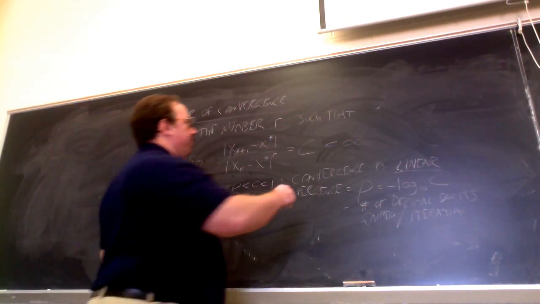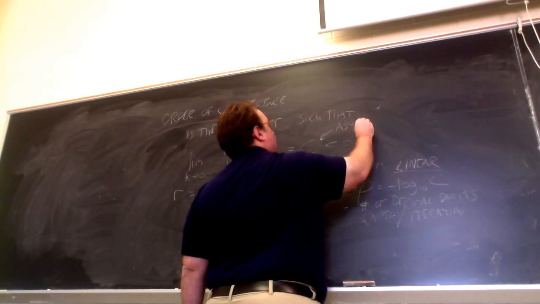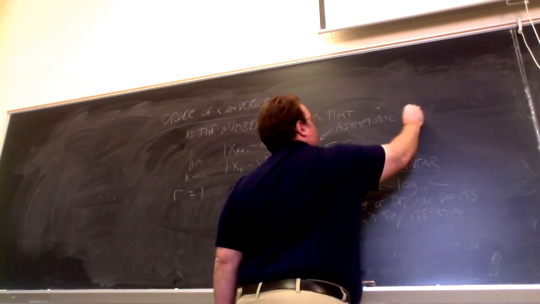Oh, there's also a term for c. C is called the asymptotic error constant.